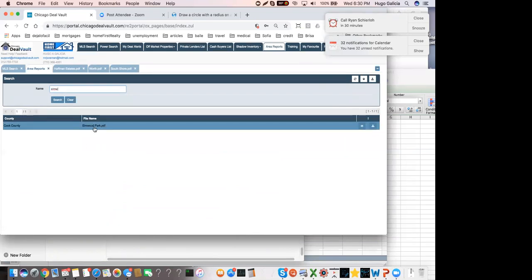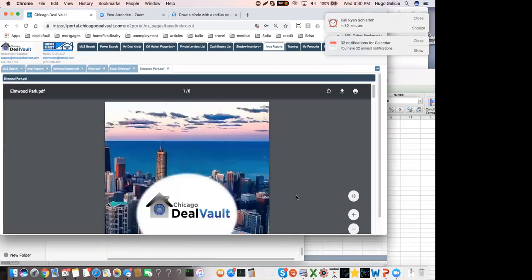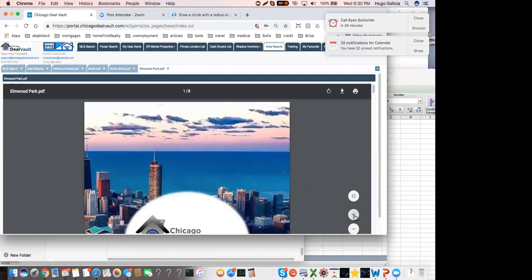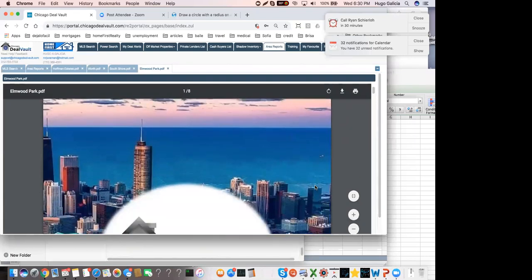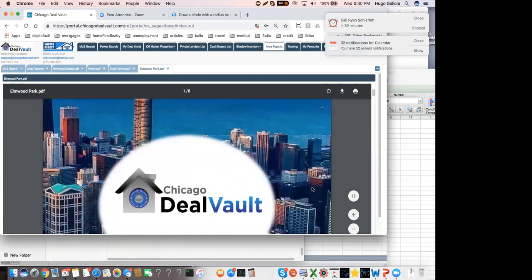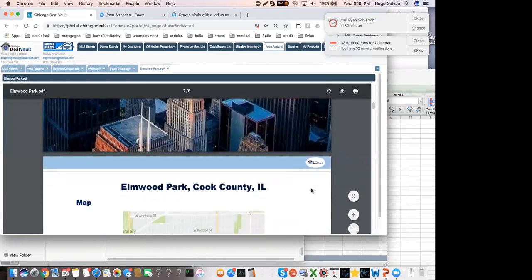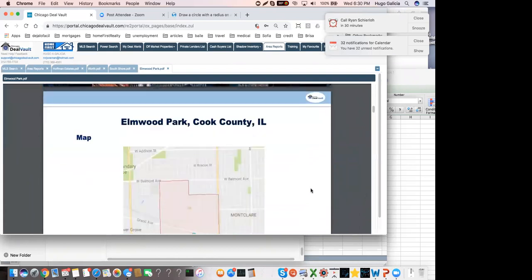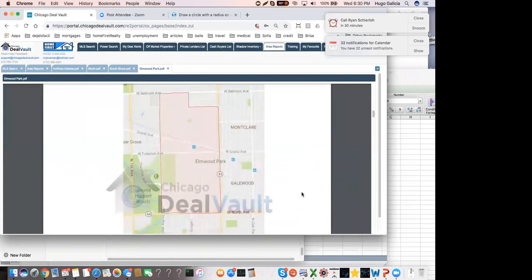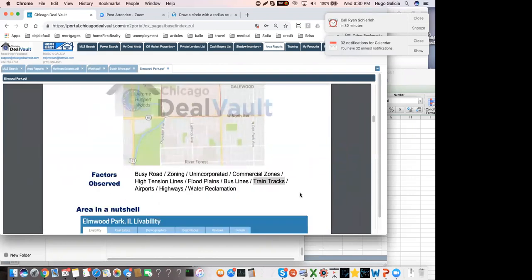So we have Elmwood Park. And then we're going to start getting into the pockets, okay? Because once we understand whether an area is hot or not, we're going to look into the pockets. I'm going to show you this really cool tool to find out where the pockets are. So Elmwood Park, I know it's a great area for sure.